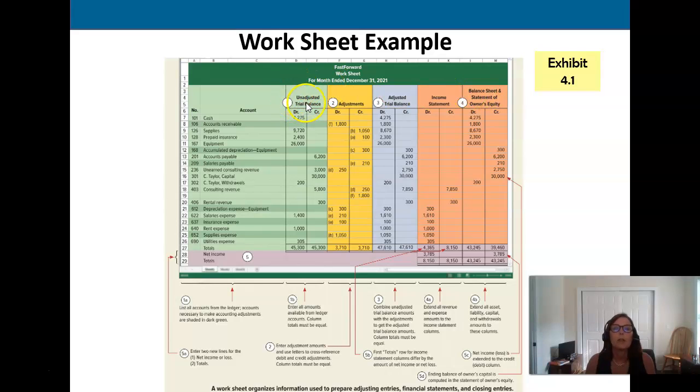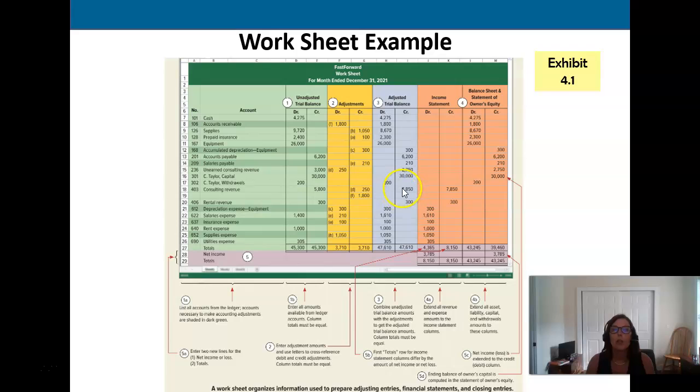But just to recap, this column 1 here is your unadjusted trial balance. Column 2 are the adjustments that we made last month, and then the adjusted trial balance as a result of having made those adjustments. Now we've got our income statement and then our balance sheet, and I should also say statement of owner's equity.